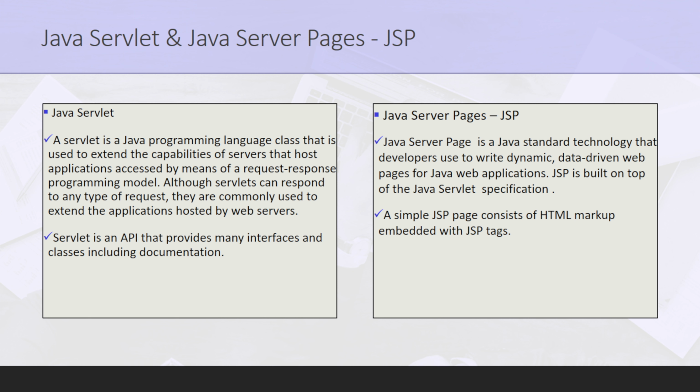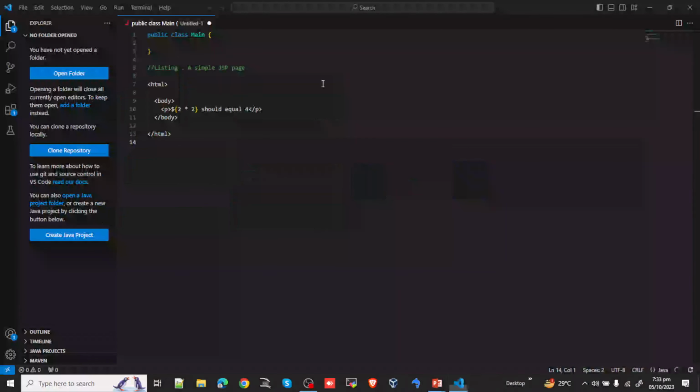Now we are going to see a very basic example of a JSP page, and we will use JSP tags here. A simple JSP page consists of HTML markup embedded with JSP tags. We use HTML for rendering our website on a browser, and for dynamic data we embed JSP tags in that HTML markup. Let's see an example here. Let's navigate to VS Code.